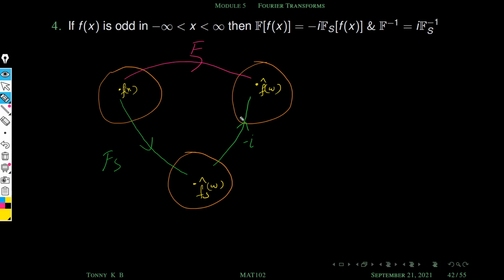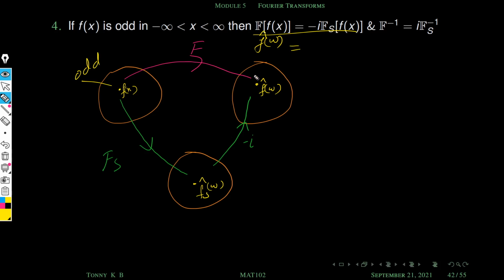Okay, this is the graphical representation of this result. That means suppose our function is f of x and you consider the Fourier transform of this function. Here we assume that this f of x is an odd function. That's our assumption. This is the Fourier transform, which we denote by f cap of omega.